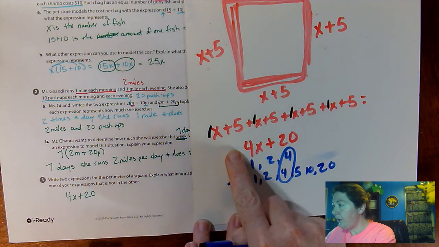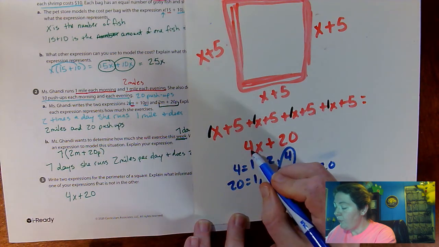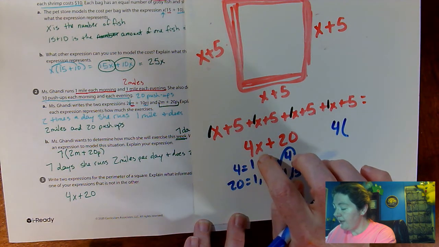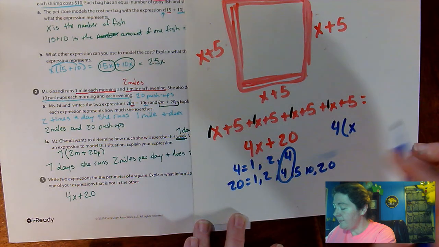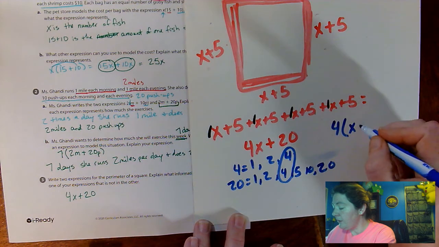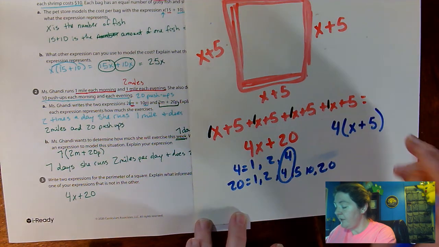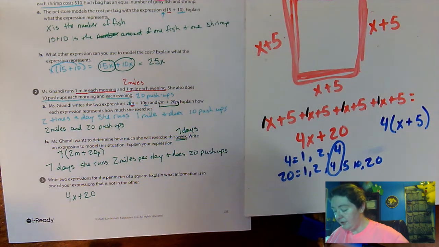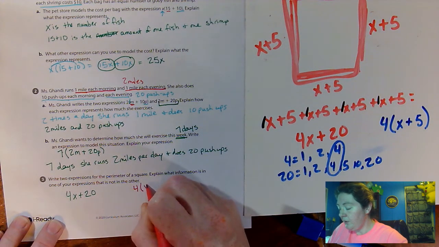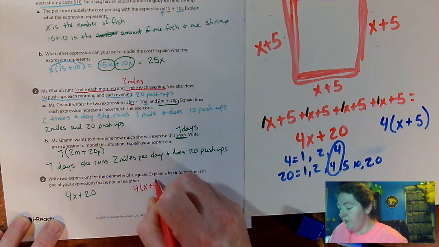I'm going to pull a 4 out of this expression. So 4x divided by 4 leaves me with x. 20 divided by 4 leaves me with 5. That is an absolutely different expression. I'm going to use that one. So 4 times x plus 5.